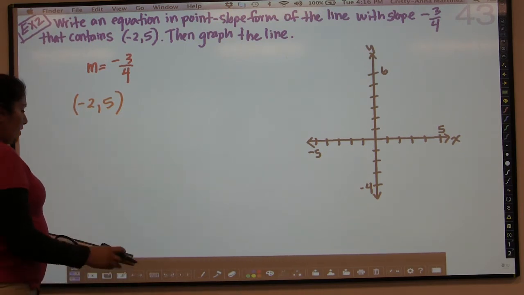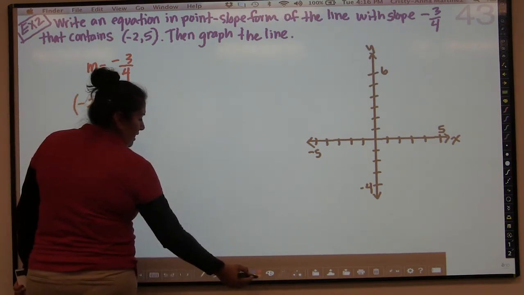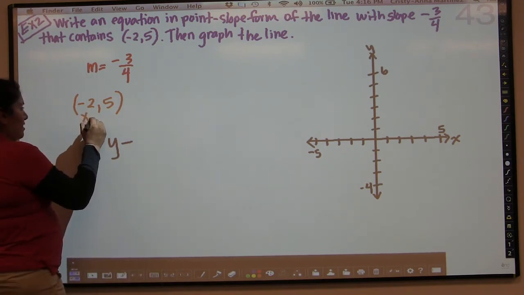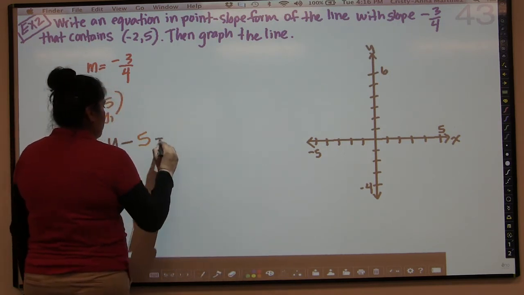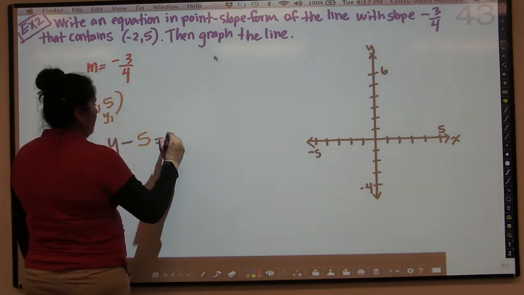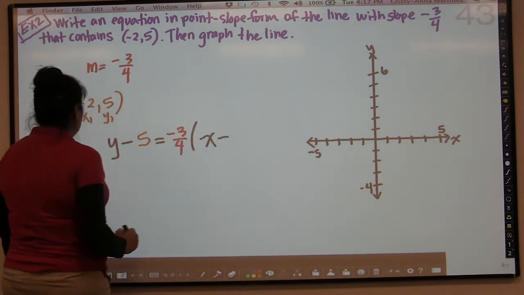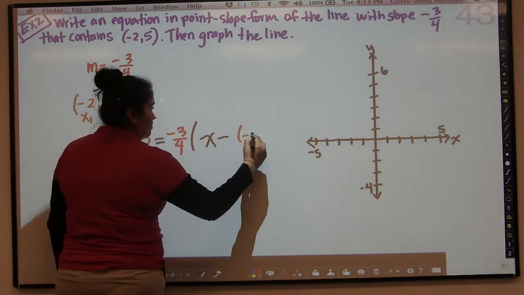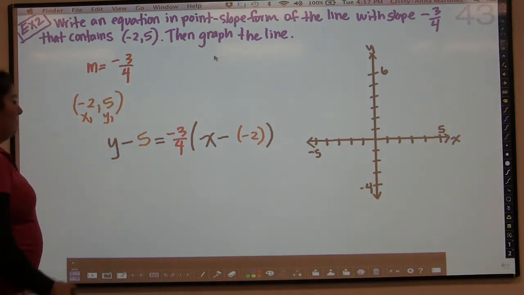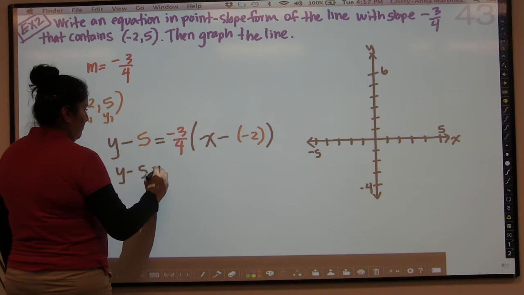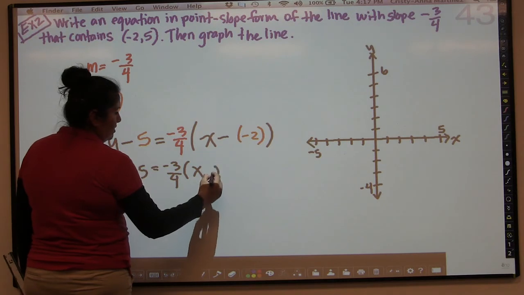So we're going to plug it into our formula, which says y minus y1. It is important that you label your point. We're going to call this x1, y1. So my y1 right now is 5. Then we have equals m, and m is -3/4, times x minus x1, and x1 happens to be -2. Then we can simplify our answer: y minus 5 equals -3/4 times x, and a negative instead of +2.